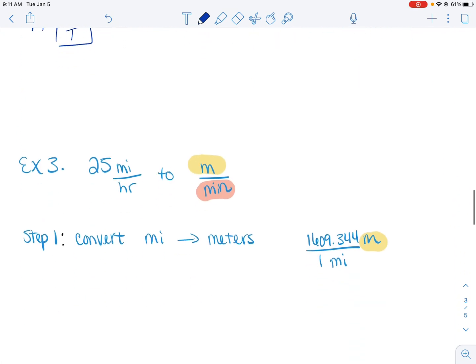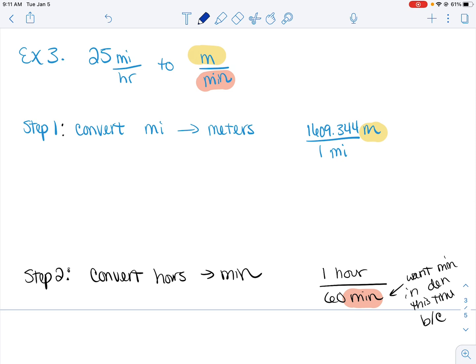So we can do some comparisons. And the last thing I want to look at is when we have to convert a ratio in itself, right? So miles per hour in the one problem we just looked at. In this case, they're asking us to convert 25 miles per hour to meters per minute, okay? So we have to do 2 conversions. We have to convert 25 miles per hour into 25 meters per hour, and then we want to take that, and we're still going to then change the hours into minutes. Okay, so one step at a time here.